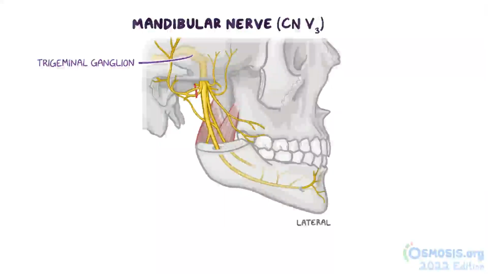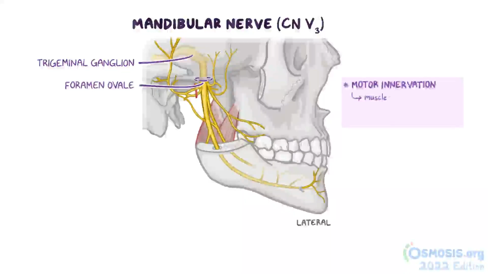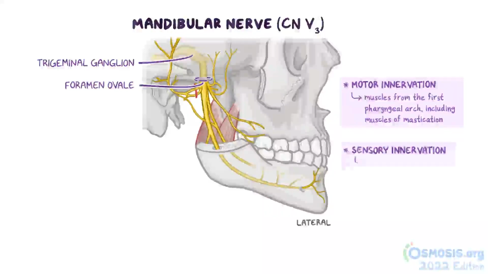Then it descends through the foramen ovale in the greater wing of the sphenoid, and into the infratemporal fossa, deep to the lateral pterygoid muscle. The mandibular nerve supplies motor innervation to the muscles that derive from the first pharyngeal arch, including the muscles of mastication. It also carries sensory innervation from the lower one-third of the face.